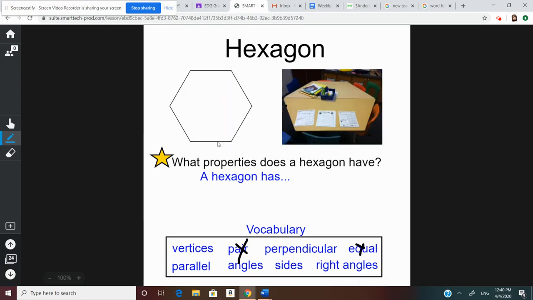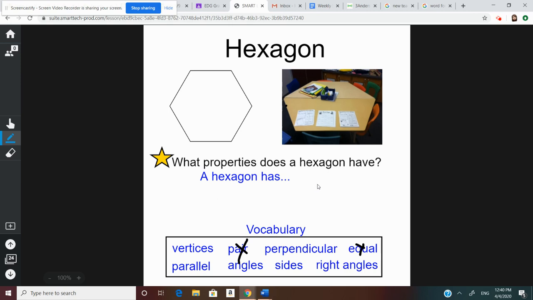All right, let's move on to the hexagon. So the hexagon is a 6-sided figure. So every single hexagon is going to have 6 sides. This is probably a familiar shape to you. And we see hexagons quite often, and they always look like this.